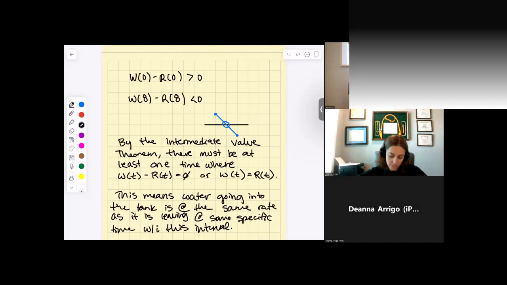What if it stayed greater than 0 at W of 0 minus R of 0 and then greater than 0 at W of 8 minus R of 8? Does that mean there is not a value? Yeah, you would show your work. You'd say, at this point of the interval it's there, and at this point of the interval it's there. So if it goes from above 0 to below 0, it must hit 0 at some point, right? Okay. Yeah, that makes sense to me.